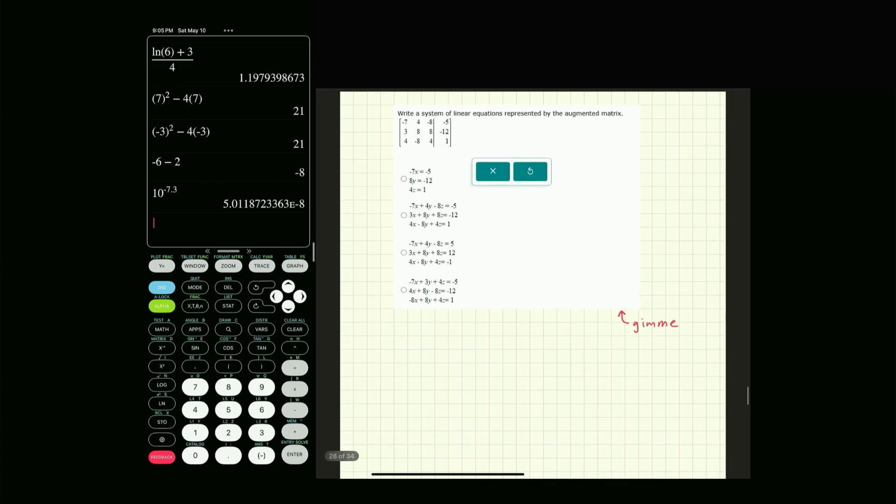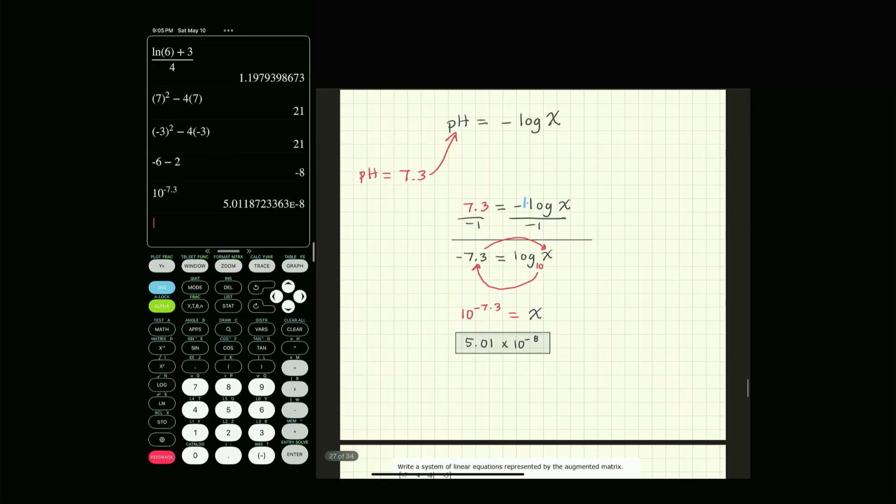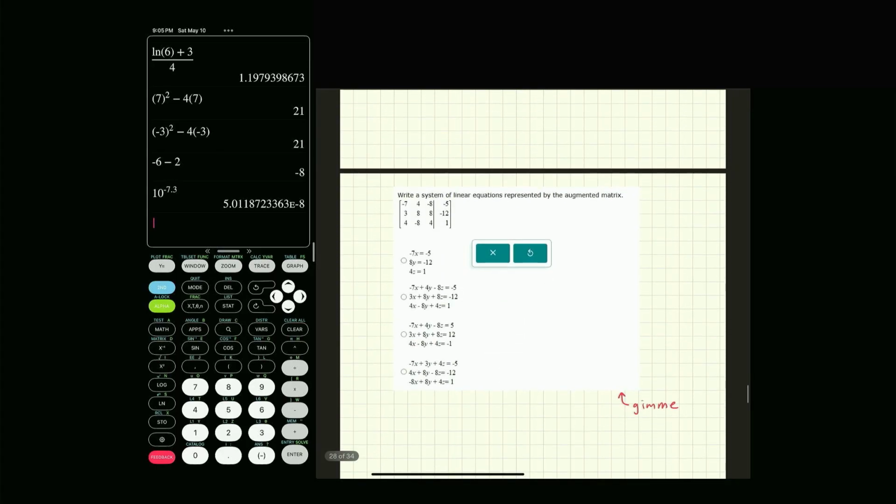Matrix problems. Most of these matrix problems are gimmes. We're really just copying and pasting numbers into different places. So, for instance, in this problem, did I not write the number there? This is number 25.